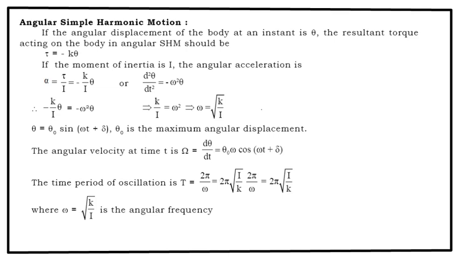Now I know theta is equal to theta 0 sine omega t plus delta, where theta 0 is the maximum angular displacement. The angular velocity at time t is d theta by dt, that is theta 0 omega cos of omega t plus delta. The time period of oscillation would be equal to 2 pi square root of I by k, where omega is equal to square root of k by I is the angular frequency.